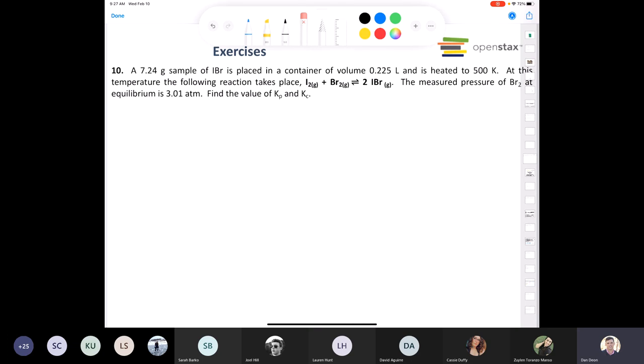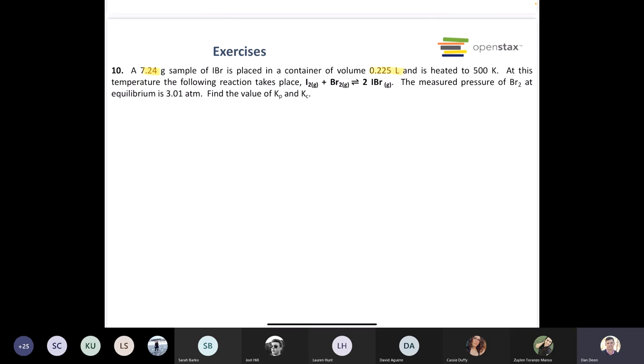They tell you the volume of that container. It's 0.225 liters. And you heat it up to 500 Kelvin. It says at this temperature, the following reaction takes place. So they give us a beautiful balanced equation. And it says the measured pressure of bromine, Br2, at equilibrium is 3.01 atmospheres. Find the value of Kp and Kc.